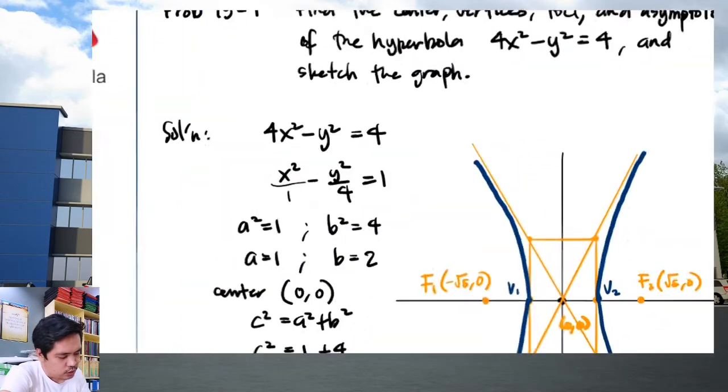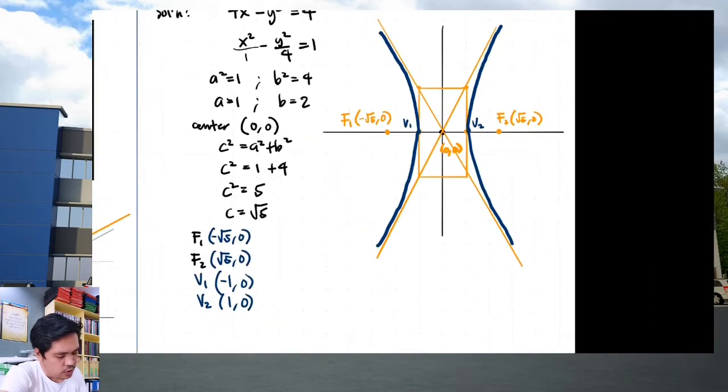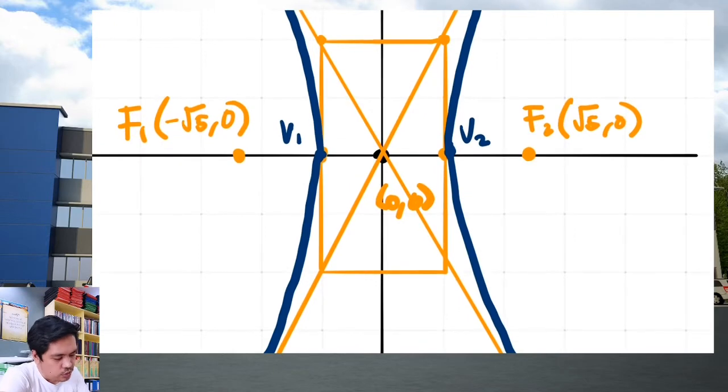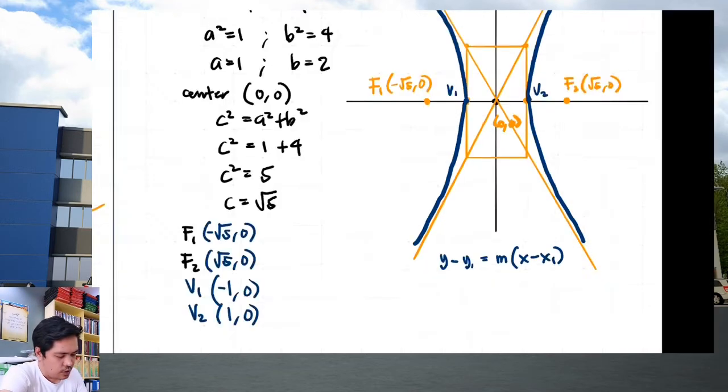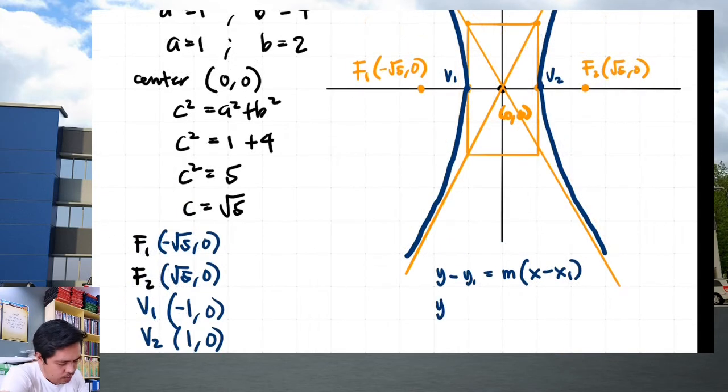Now, how about the asymptote? Our asymptote passes through the origin. So we know that y minus y1 is equal to the slope times x minus x1. So in this case, it passes through the origin. So therefore, this is 0, 0. So y is 0 and x is 0. So that would be y minus 0, equal to the slope times x minus 0.